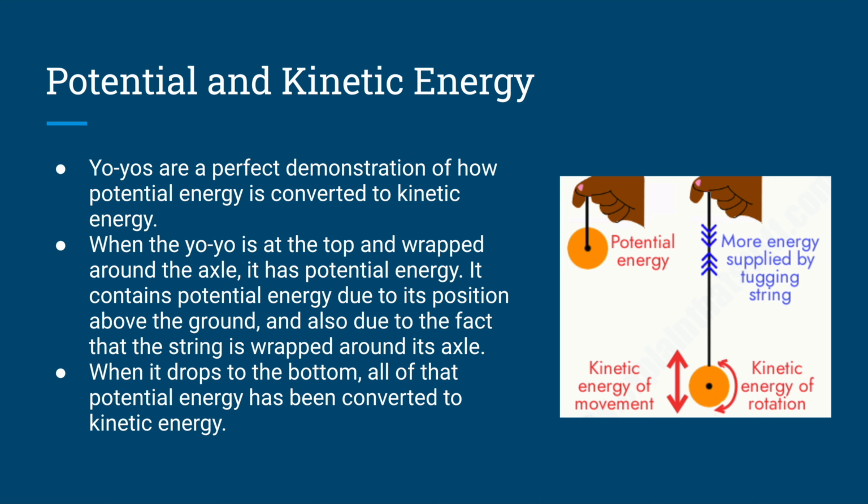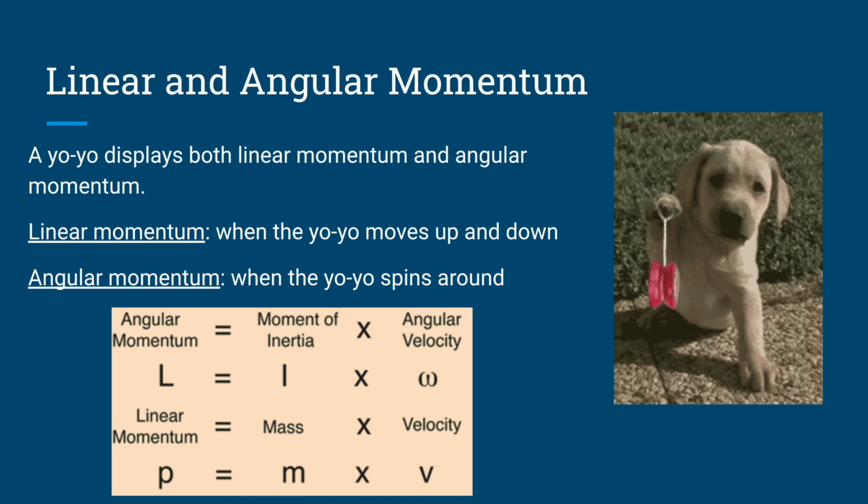Another concept involved in the physics behind a yo-yo is momentum. So what is momentum? It is defined as the quantity of motion of a moving object. A yo-yo displays both linear momentum and angular momentum. Linear momentum is the product of mass and velocity, and this is shown when the yo-yo moves up and down. And angular momentum is the product of the moment of inertia and the angular velocity, and this is shown when the yo-yo spins around, as seen in the video to the right.